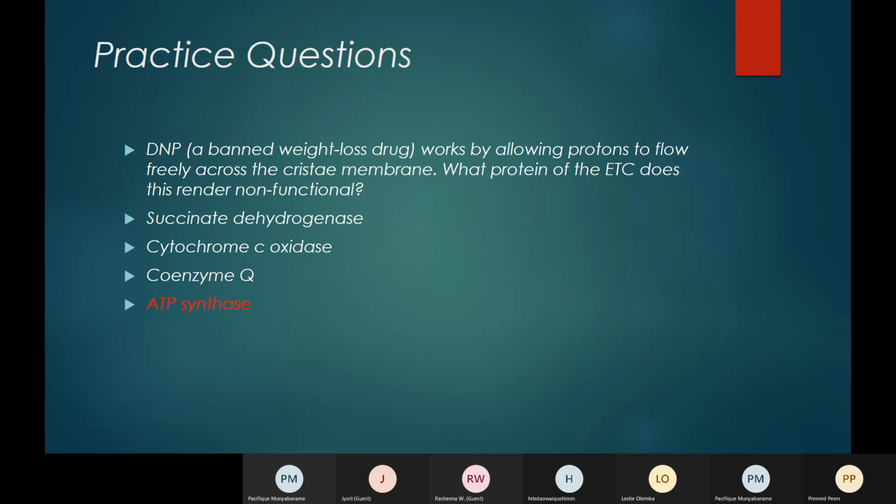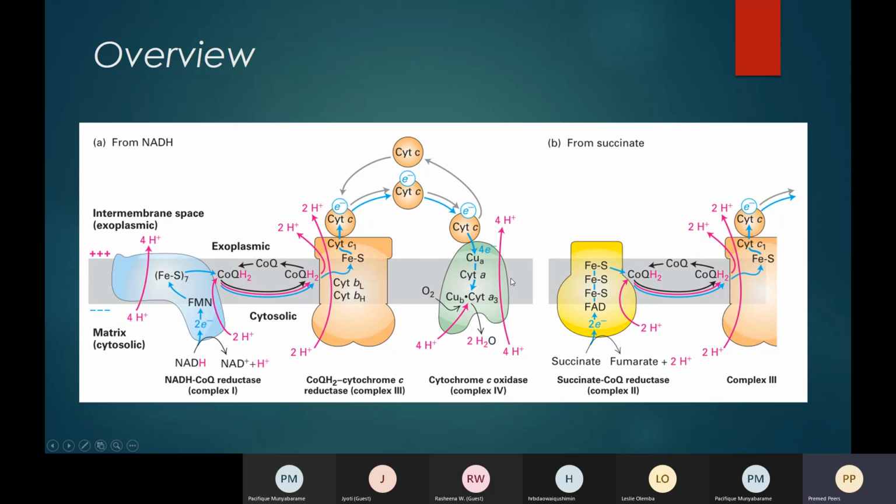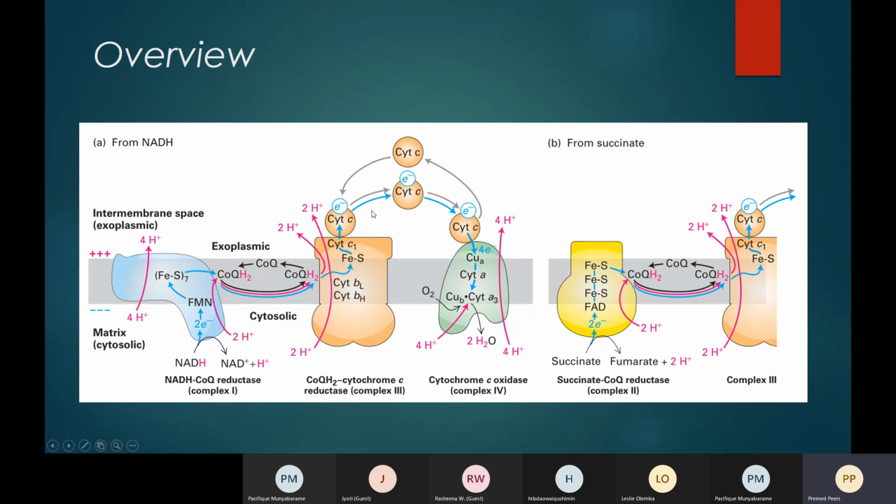Let's see. ATP synthase. That's the one that was not shown here. Because remember, it's not one of these proteins here that actually involves electrons, but it's mentioned here. So all these proteins here are shuttling the electrons along and pumping the protons. And then to actually make the ATP, we've pumped them against their gradient. So to make the ATP, they diffuse back through ATP synthase. ATP synthase is a channel protein. So these protons diffuse back through that, and the energy from that essentially turns a crank to make ATP.